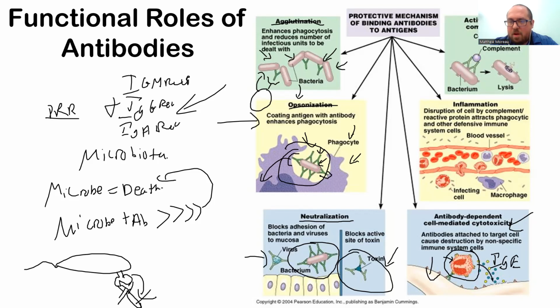Activation of complement, all antibodies can do this. The strongest one is IgM, but IgG and IgA have also been shown to induce complement. Again, this is through the classic pathway because it requires antibodies, which again is why classic complementation occurs last.